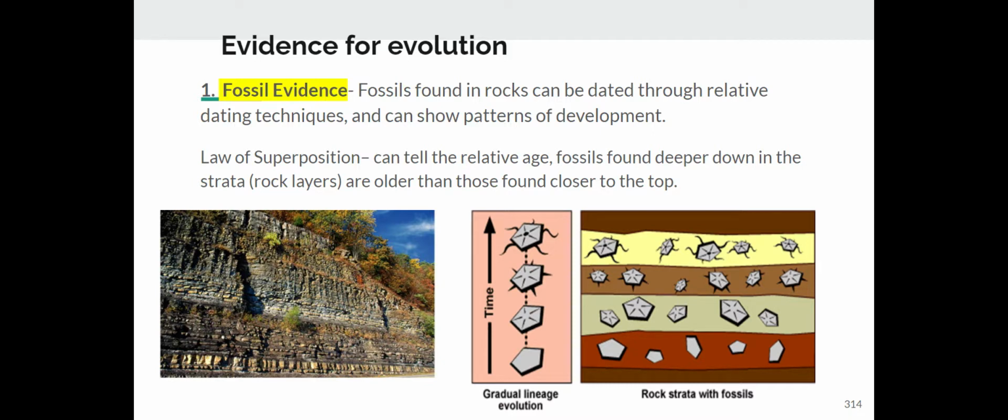Fossils provide evidence because the rocks can be dated through relative dating techniques, and they can show patterns of development. The law of superposition states that the older rocks are going to be at the bottom because they would have been deposited first, and the youngest rocks would be at the top because they would have been deposited last. So you can look at these fossils and see how an organism has changed over time, which provides evidence for evolution.